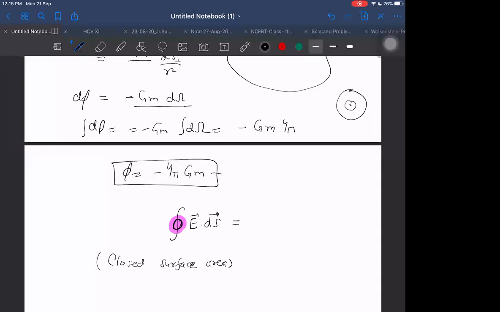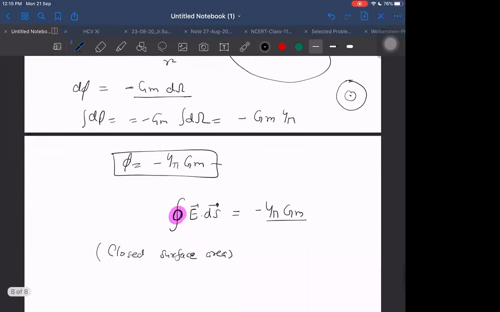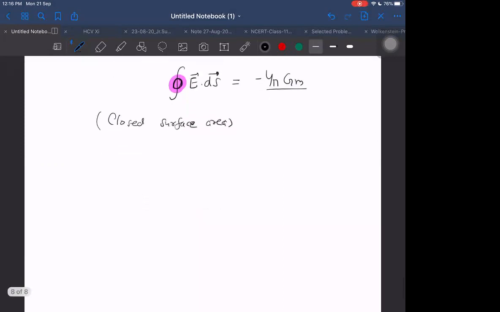So in that closed surface area, the total flux will always come out to be equal to minus 4πGm, irrespective of the shape of the area. We already took a random shape, and in a random shape also it comes out to be the same. It is not only for the sphere, it is valid for all objects, whatever shape they may carry.